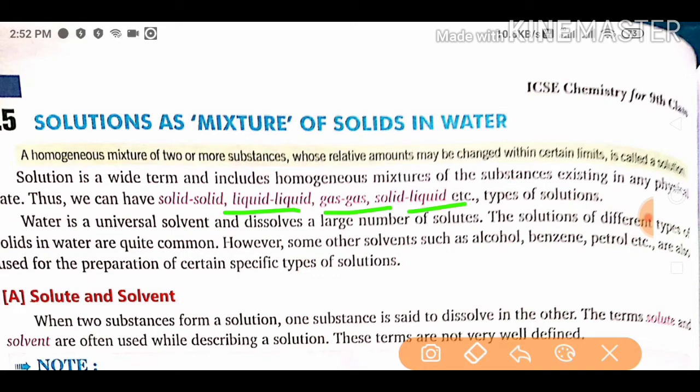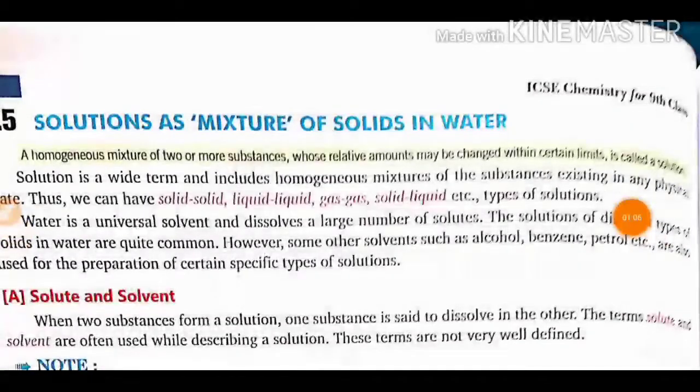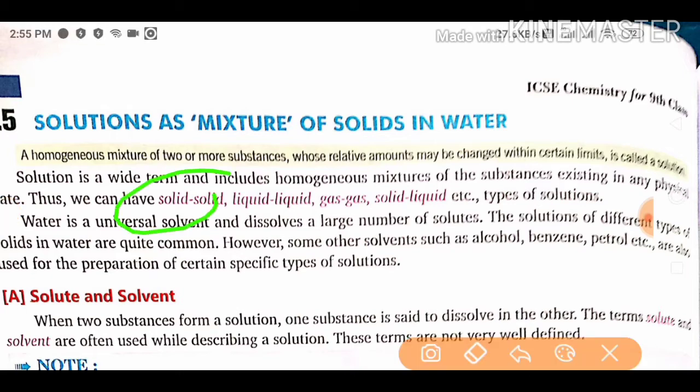Homogeneous mixture means any mixture which has the same proportions of its components in any given sample. Whatever sample you take, the proportions of the components, whether solid or liquid, are the same. That's why it is called a homogeneous mixture. You already read about this in your earlier classes.